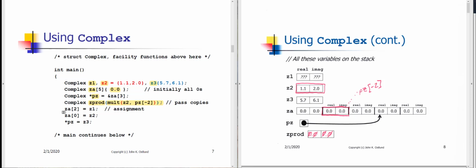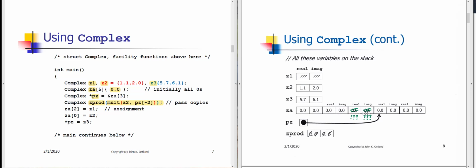Now, when I do this assignment, ZA sub 2 gets Z1, that's going to modify ZA sub 2, the third element of this array of 5 complex. The values put in there are going to be the real and imaginary values from Z1. Those are garbage, but that's fine. We'll just assign garbage from Z1 into ZA sub 2.